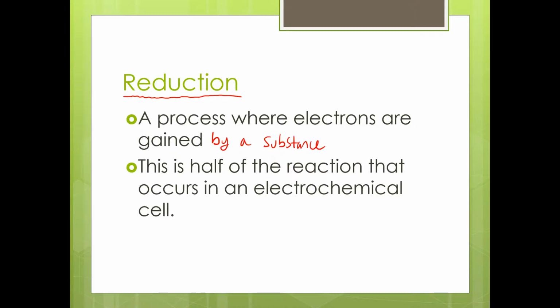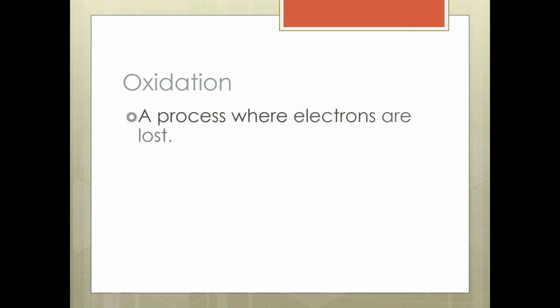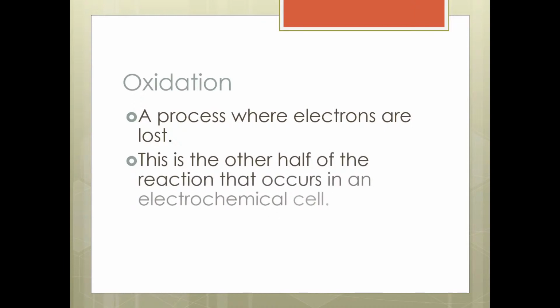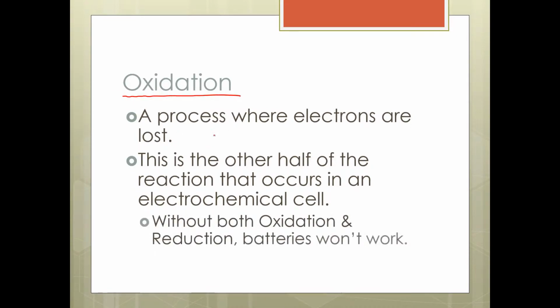Now oxidation. Remember, reduction reactions are always accompanied by an oxidation reaction. You can probably guess an oxidation reaction is the opposite of that. An oxidation reaction is when electrons are given up. A reduction reaction is a reaction where electrons are gained, but in order to gain those electrons, something needs to lose the electrons. That's what oxidation is. Oxidation is when electrons are lost by a substance.